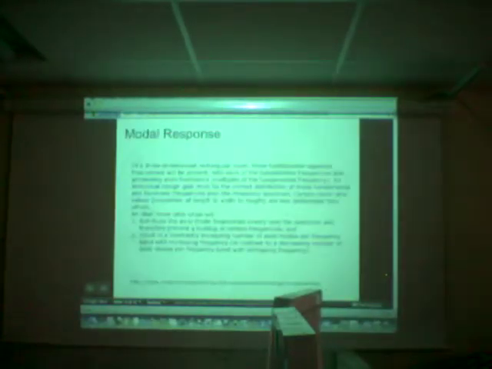The other thing we'll look at is modal response. In a three-dimensional rectangular room, three fundamental axial tone frequencies will be represented. Axial tone means standing waves, with each of the fundamental frequencies also generating even harmonics. So each frequency has its own natural harmonics, which will be multiples of the fundamental frequency. An acoustical design goal must be the correct distribution of these fundamental and harmonic frequencies over the frequency spectrum. Certain room ratio values, proportion of length to width to height, are less preferable than others.